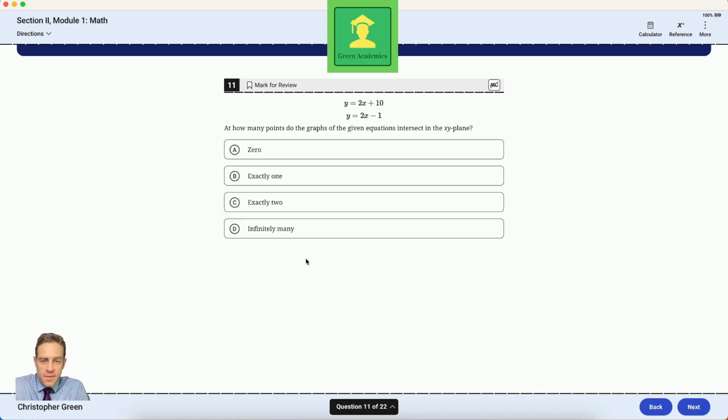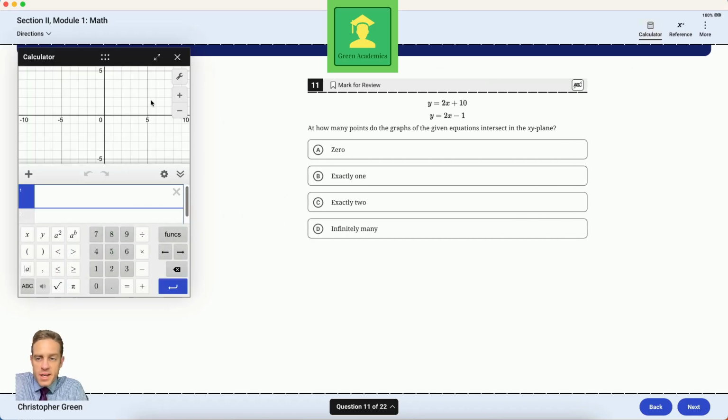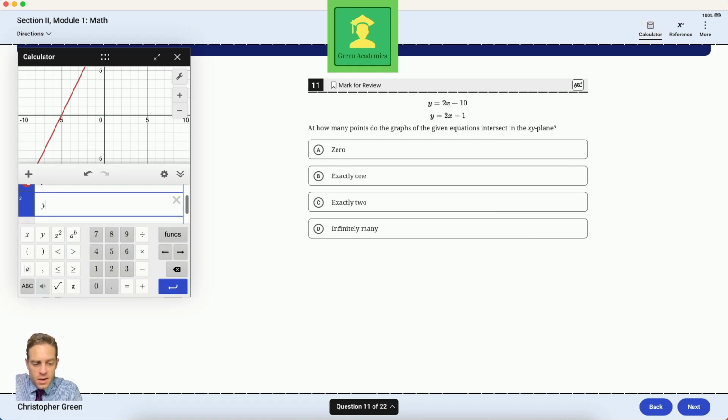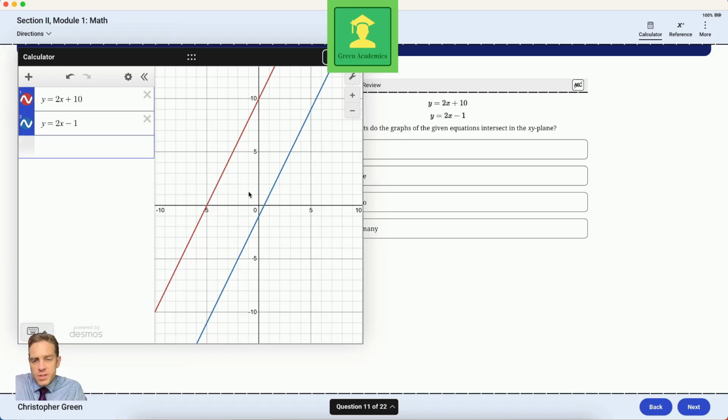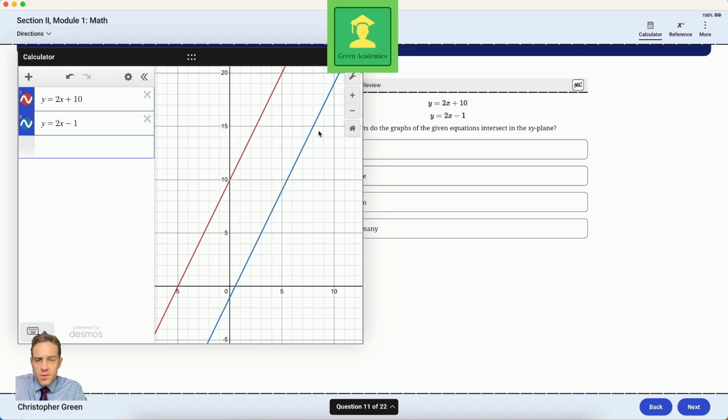How many points of the graphs of the given equations intersect in the xy plane? Well, the answer is none because they're parallel, but even if you didn't know that, you could graph it and look at the picture on Desmos in a very straightforward manner. So you simply graph that, and that, and look at it in the slightly larger picture. Sure, there's no solution. They never intersect because they're parallel. So the answer is none.